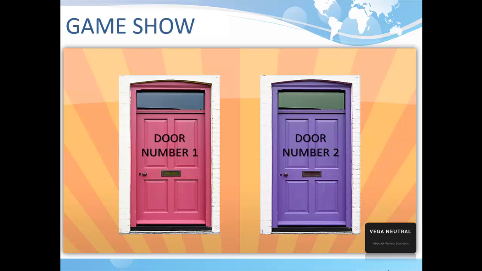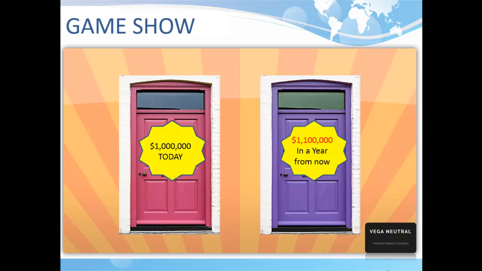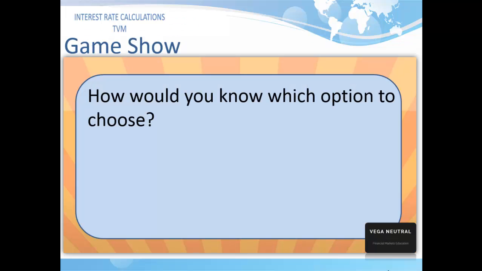Now let's assume you're in a game show and you are fortunate enough to have won the prize and they're offering you one of these two doors. Behind door number 1 lies a prize of $1 million. You get the prize today. Door number 2 says you can receive 1.1 million, but in a year from now. How would you know which option to choose?